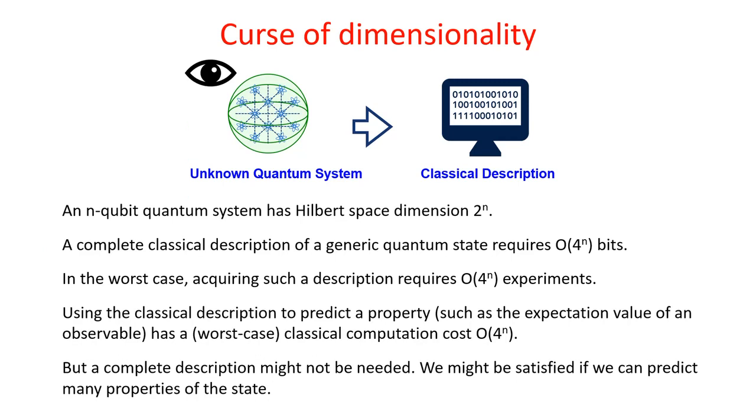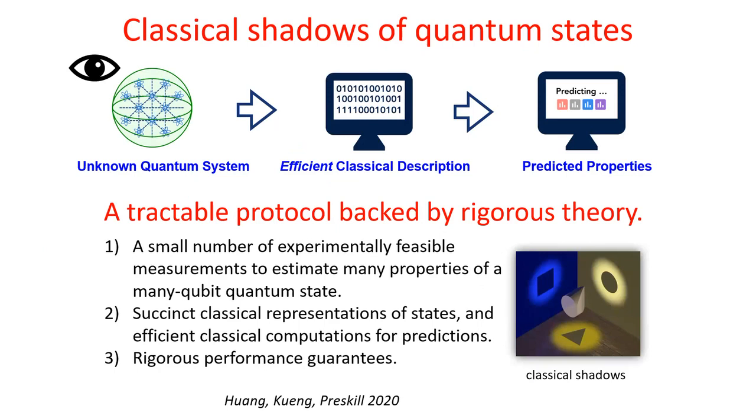But we can take the point of view that we don't really need a complete description. We may be satisfied to be able to predict many properties of the quantum state or system in question. And for the last couple of years, we've been developing an idea, especially with my fantastic collaborators, Robert Huang and Richard Kuhn, an idea we call classical shadows of quantum states. The classical shadow protocol is a way of, by doing a relatively small number of experiments that are feasible with the hardware that we have now, to acquire a succinct classical description of the state from which we can predict many properties. And furthermore, we can have rigorous guarantees that our predictions are accurate.